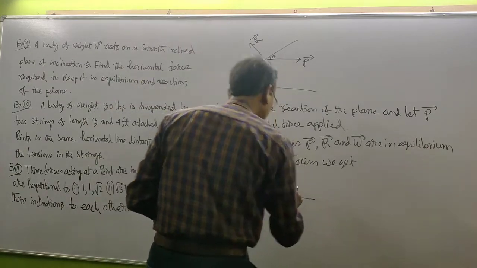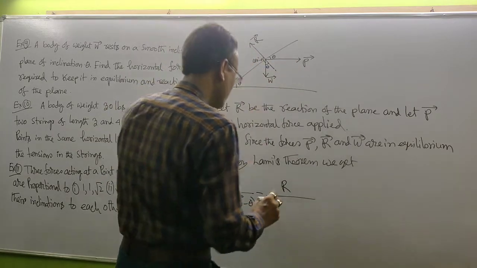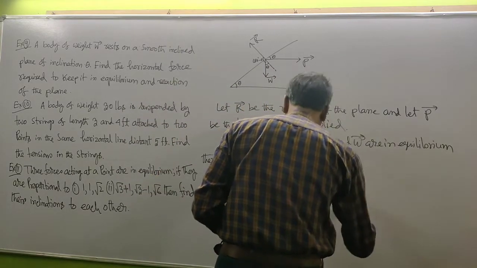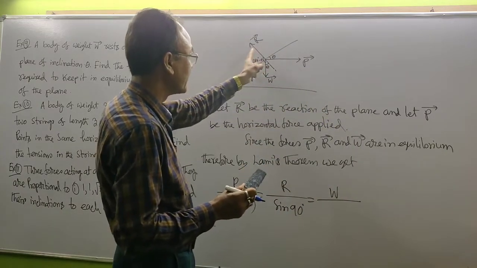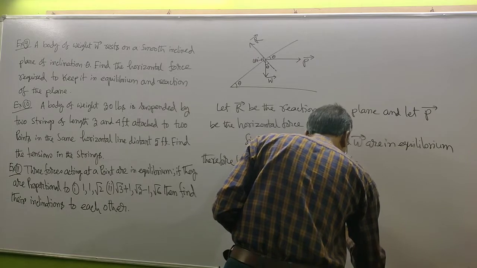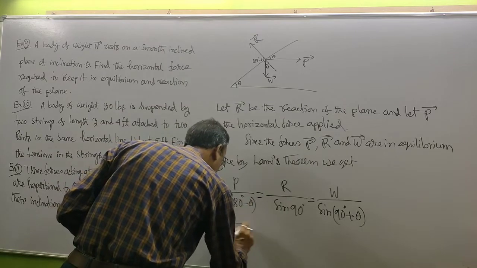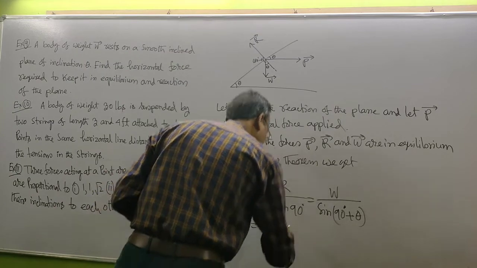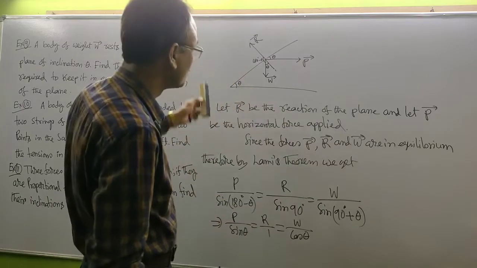R divided by sine of the angle between P and W, which is sine 90 degree. This is equal to W divided by sine of the angle between P and R, which is 90 degree plus theta. Sine 90 degree plus theta. This means you will get P by sine theta equal to R by 1 equal to W divided by cos theta.